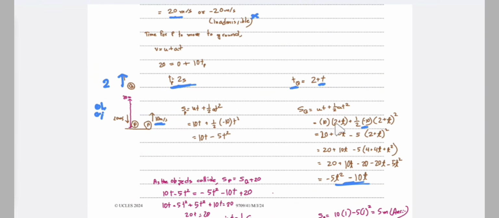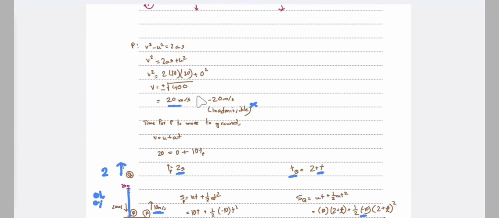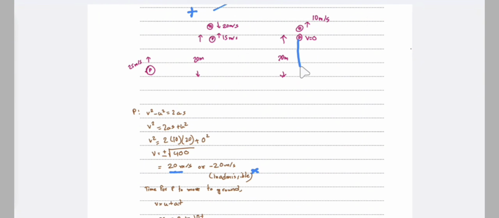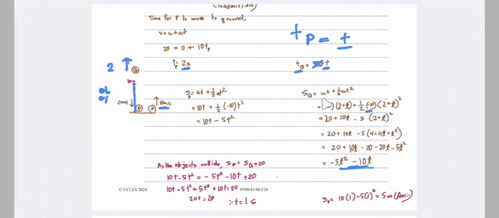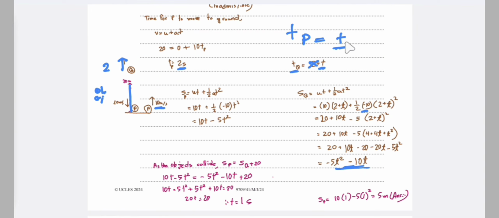Now what is the distance traveled by P before collision? P has already traveled 2 seconds to reach the ground. Now it has to travel t seconds for the time of collision. So the time for P is t seconds for the next collision.